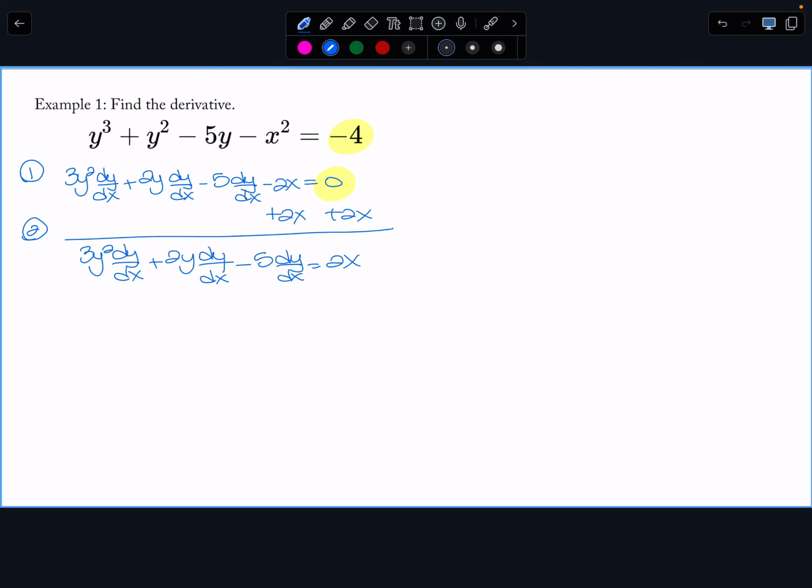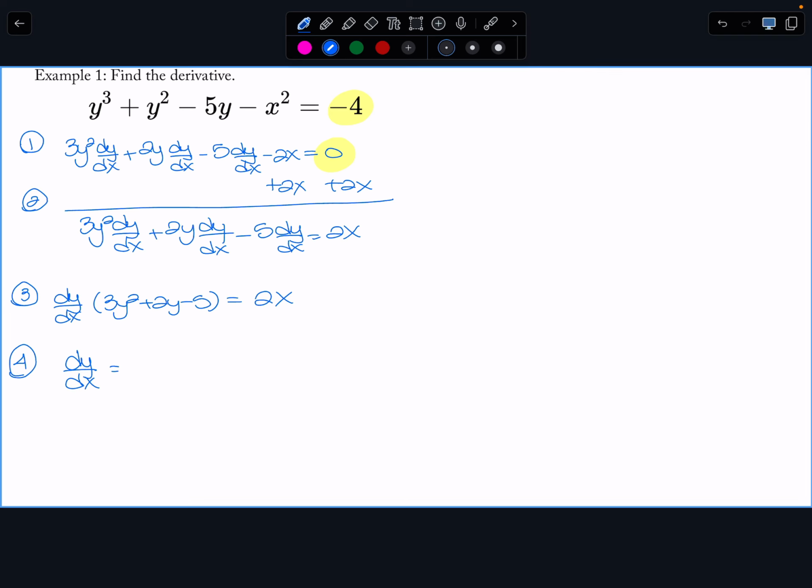And when I factor out my dy dx, it is multiplication between dy dx and what I factored out. So in my 4th step, I'm going to get dy dx by itself. So I have to divide both sides by 3y squared plus 2y minus 5. And now your derivative has both x's and y's involved. And that is my answer.